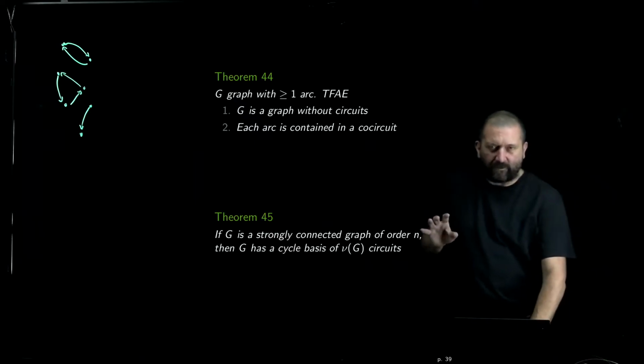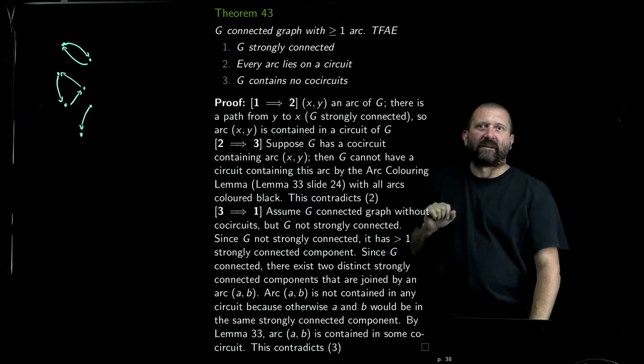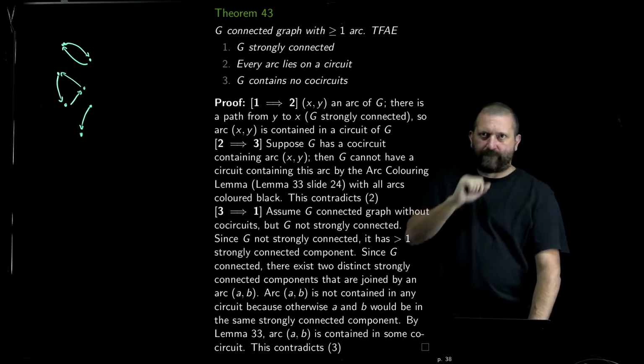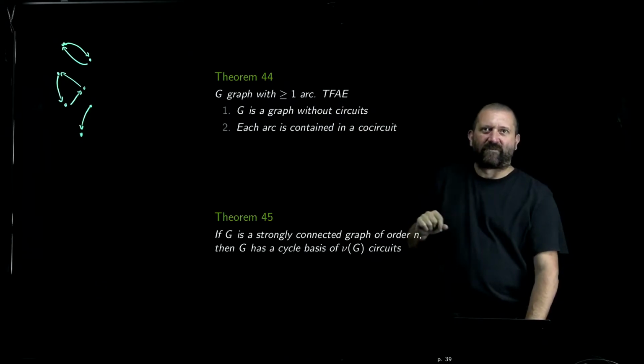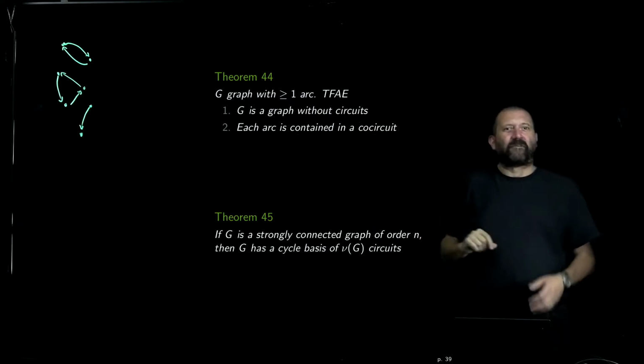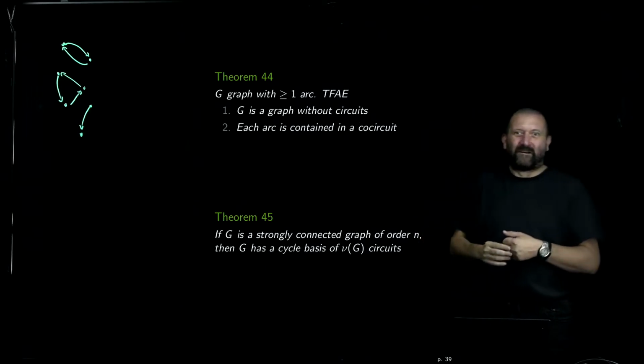Okay, so you can go back and look at the pendant of this. Here I was assuming connectedness, and you can see that G had no co-circuits. Here, each arc is contained in a co-circuit, which obviously means that there are co-circuits.